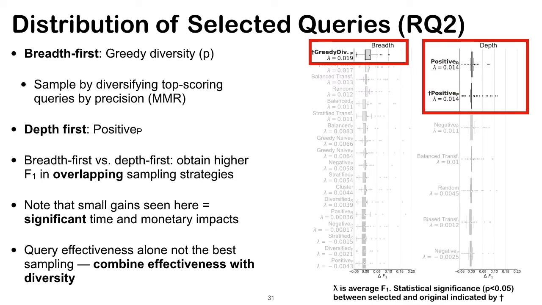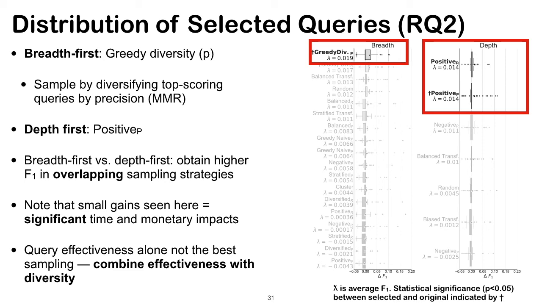Next, let's look at the effectiveness of those queries selected by learning to rank models trained on different sets of sampled queries. We found that sampling using a combination of breadth-first exploration and sampling by diversifying the top-scoring queries provided the most effective selected queries. For positively biased sampling strategies, we found that depth-first exploration provided more effective selected queries than breadth-first. The highest performing selected queries were chosen not by biasing query effectiveness alone, but in combination with diversification.